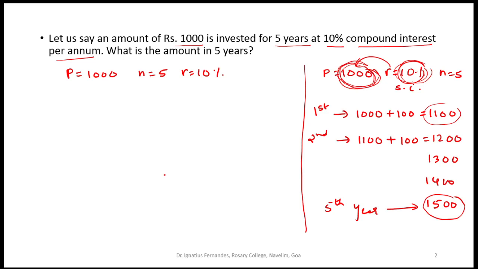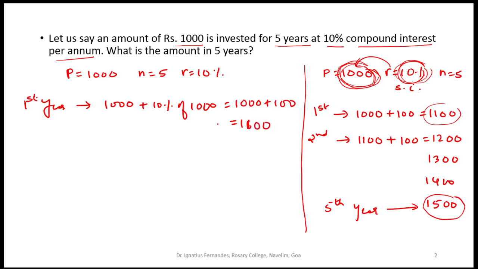Now if it is compound interest, then what we do is at the end of the year, let's say in the first year, we add to this 1000 10% of this 1000, the principal amount. So we'll get 1000 plus 100, since 10% of 1000 is 100, and I'll get 1100.